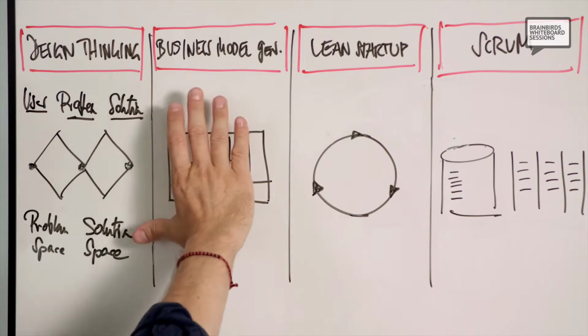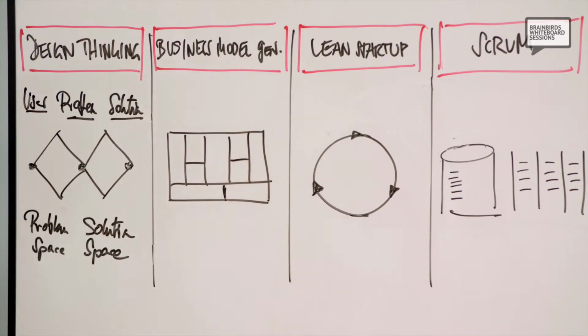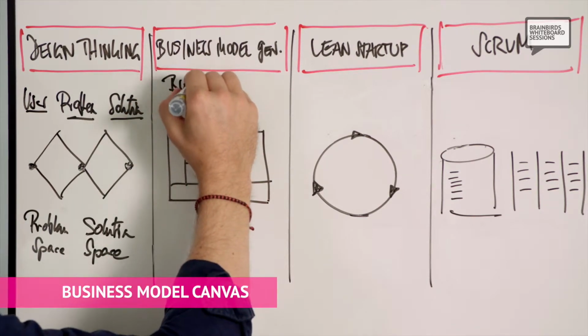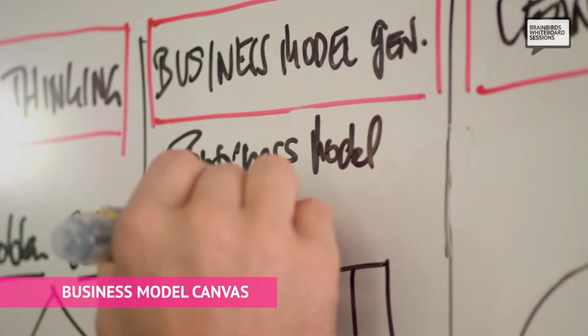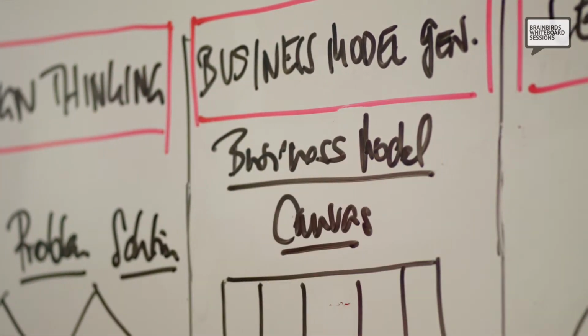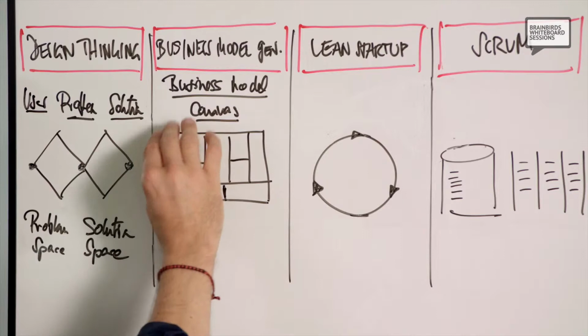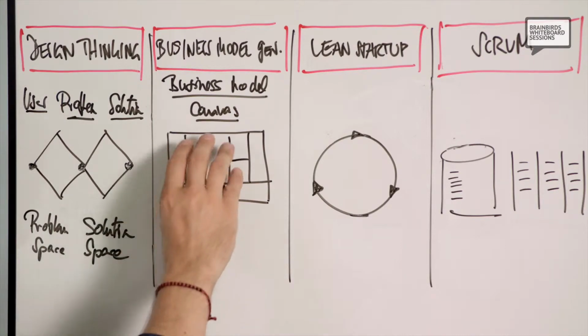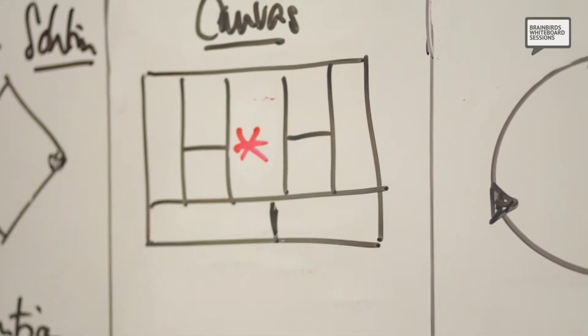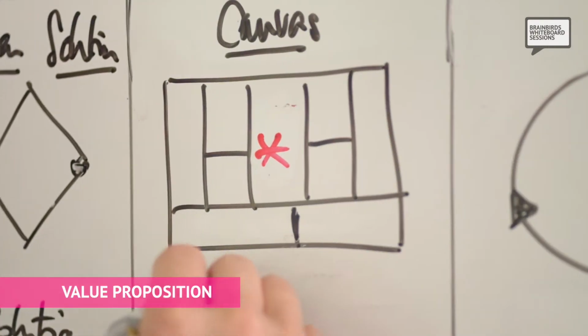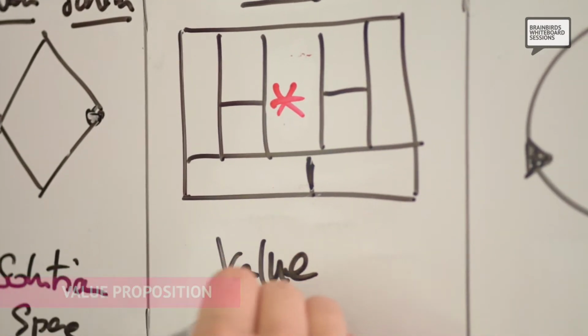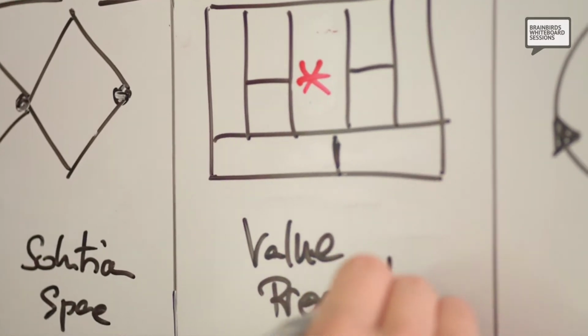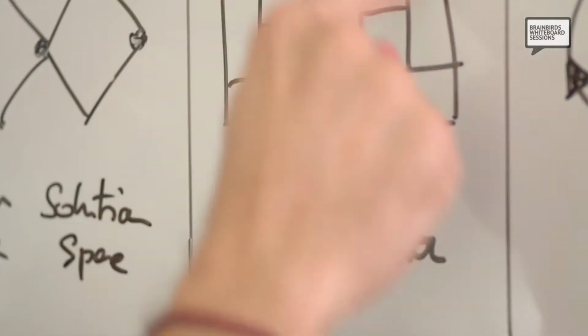So the first step before we build something is to think about a business model. And we're using a tool which is called Business Model Canvas. The Business Model Canvas is a matrix with 9 components. It was developed and introduced by Alex Osterwalder and Yves Pigneur. In the middle, we have the product, the value proposition.